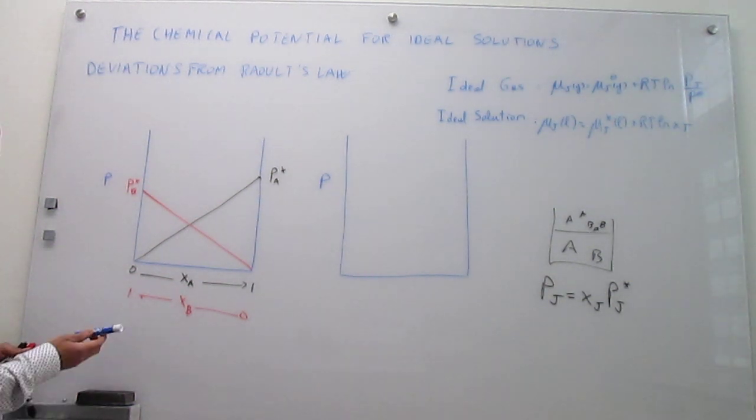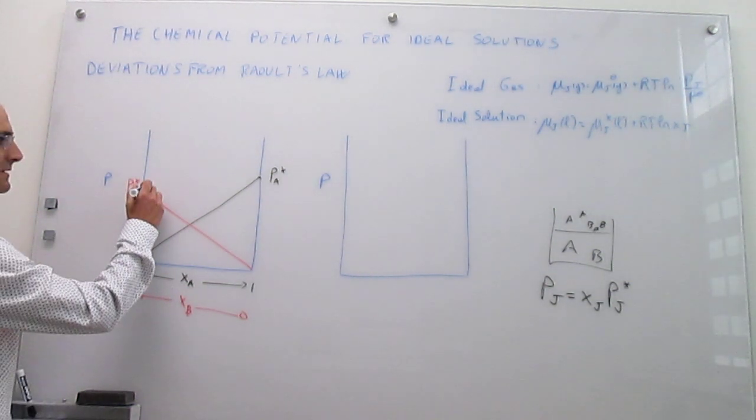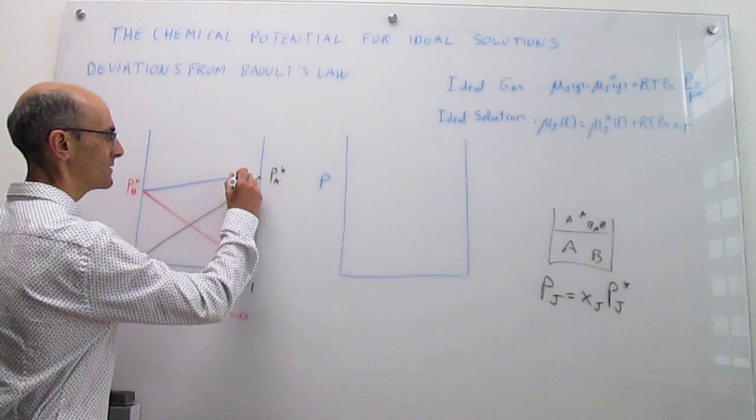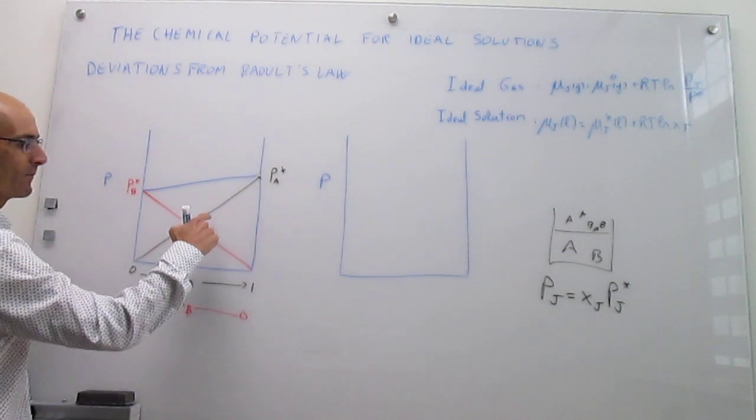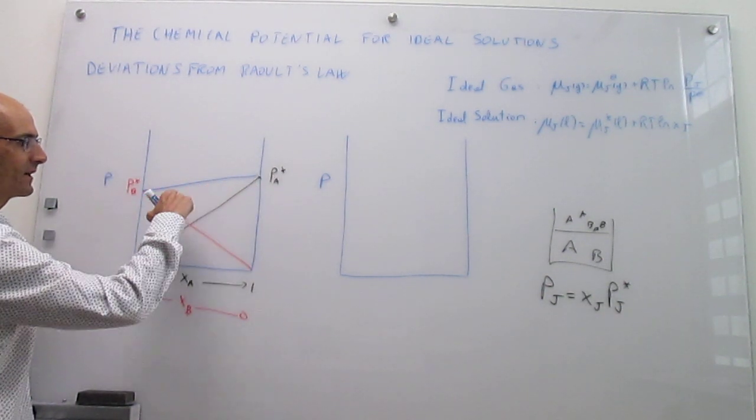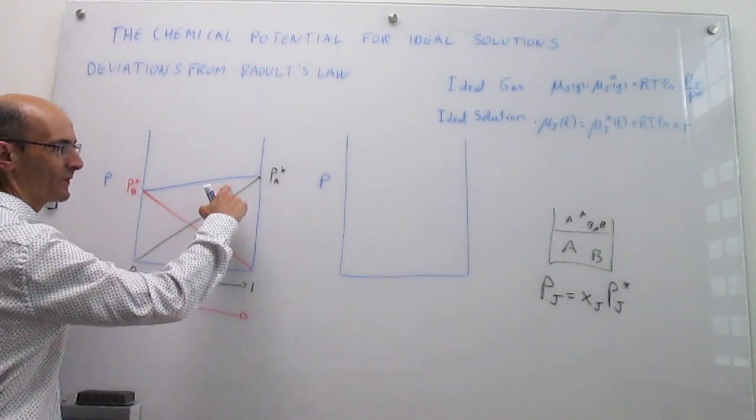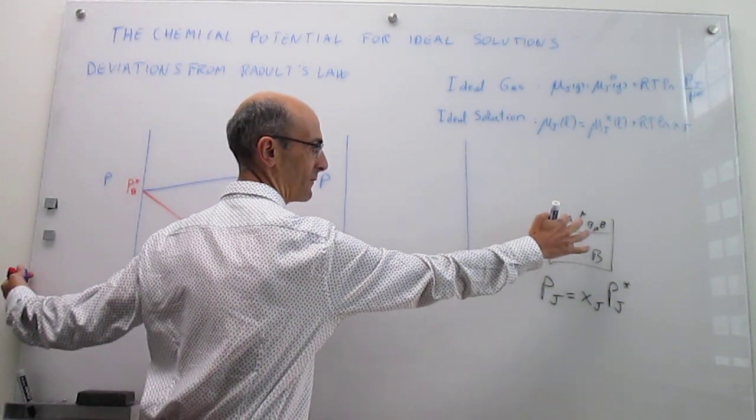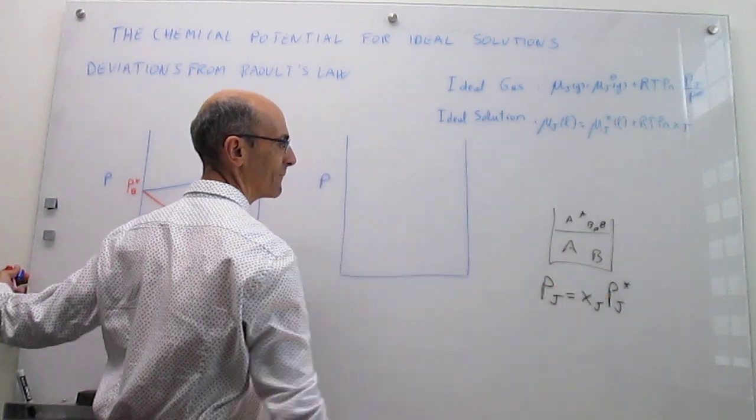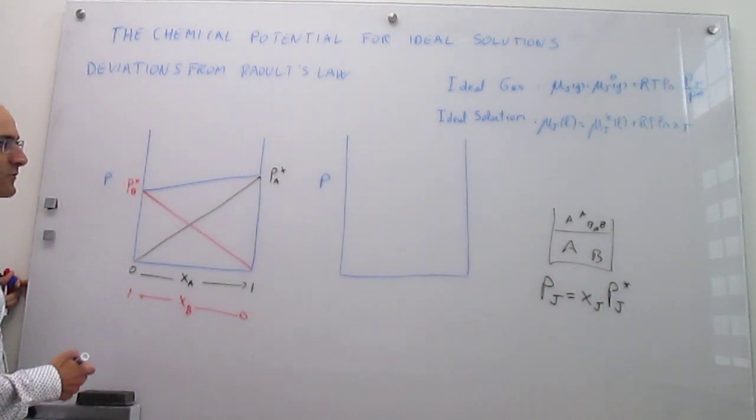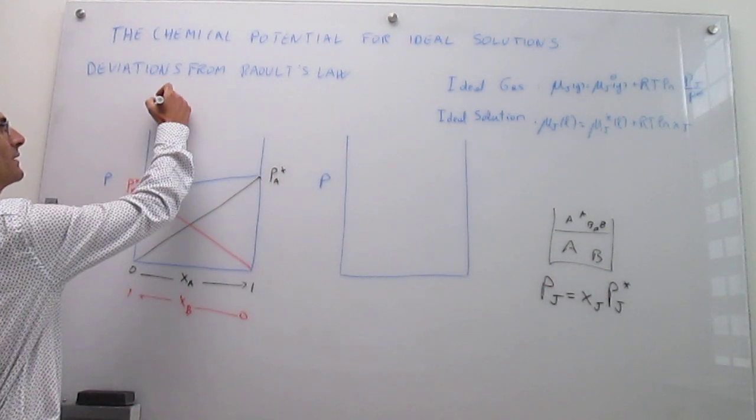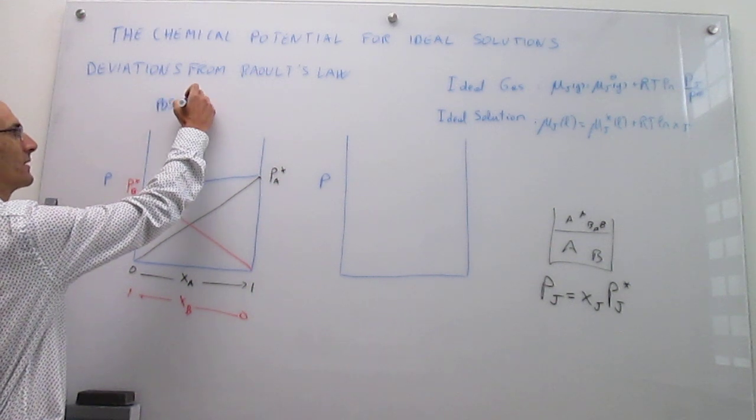Let me see if I can add here a few more lines. Remember that this is the total pressure. This is simply the sum of the black and red lines, that is just the blue line, the total pressure on top of the mixture. So that will be the vapor pressure of A and B at any concentration. Now, this is going to be a positive deviation that I'm going to write here.